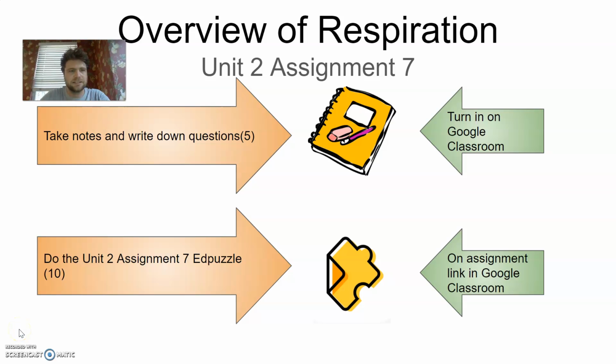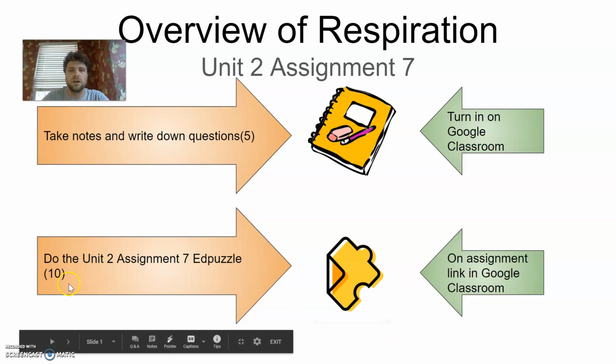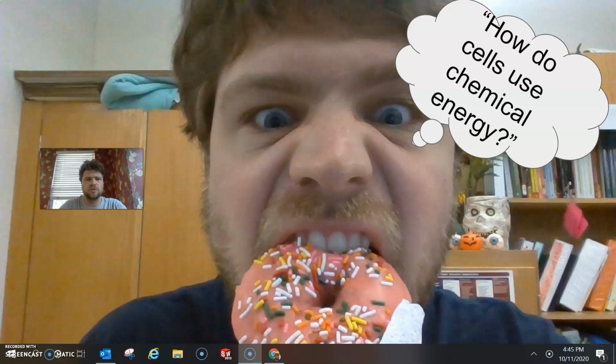Hey class, today we are getting an overview of a process in a cell called respiration. This will be Unit 2, Assignment 7. And so we'll be watching an EdPuzzle. You'll be answering questions, taking notes, and turning in those notes on Google Classroom. All right, so our question we're exploring today is how do cells use chemical energy?